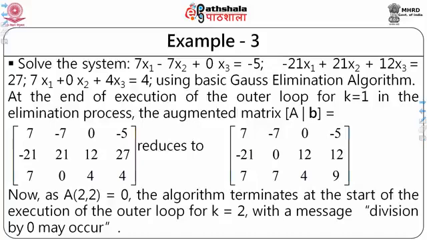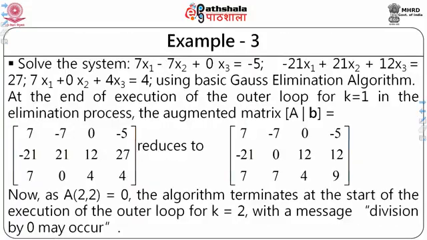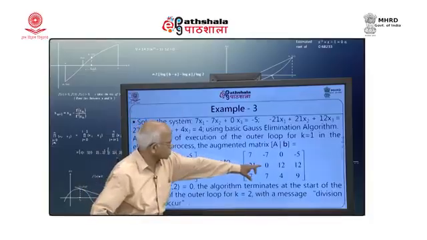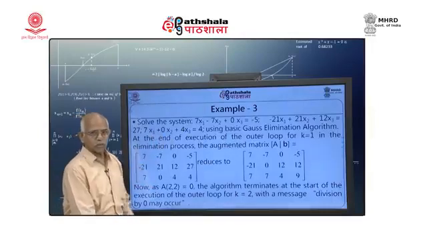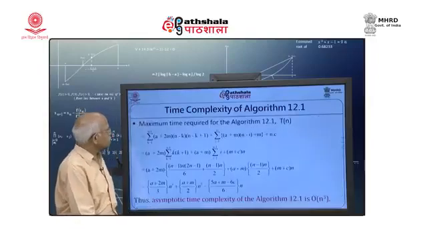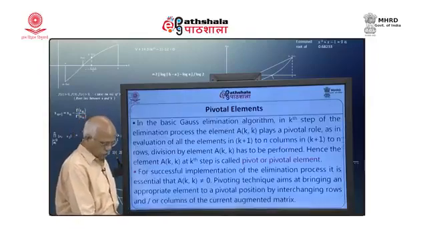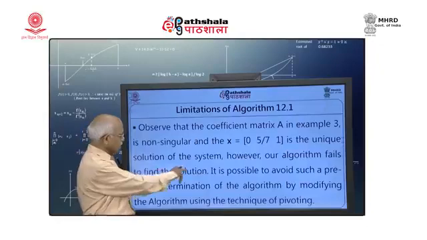If I look at this example, you can verify that this matrix is non-singular, but on execution, division by 0 may occur, and therefore what we are getting here is a problematic case. Here we are getting this 0, and that is why the algorithm has failed. The system has a solution, but the algorithm is not able to determine it, and that is the deficiency, the limitation of this algorithm. However, our algorithm fails to find a solution.